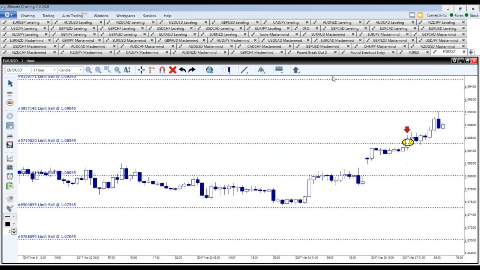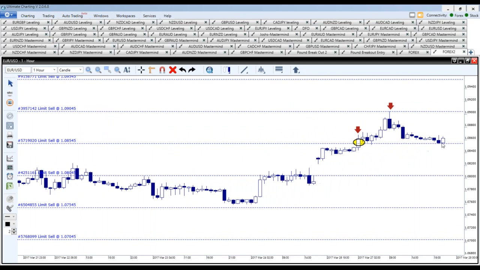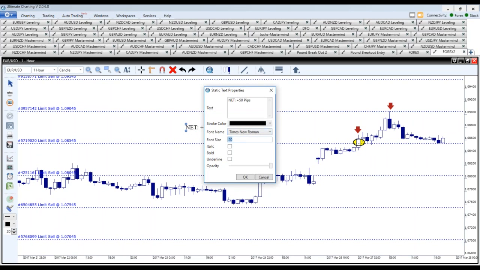The market rallies up, hits the grid. You enter the market selling. The market falls down. And then what happens? You close out. Why? Because the first trade is break even. Your second trade is 50 pips. So this is a net closeout of 50 pips. Okay. So net closeout of 50 pips, and you're done with that trade.